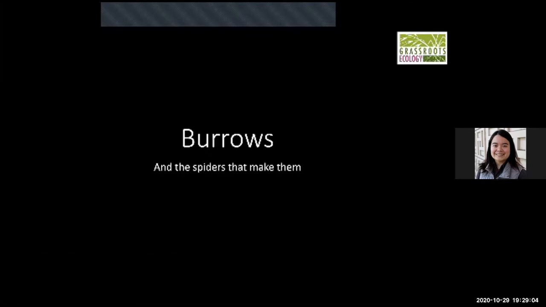Now onto the spiders that make burrows. I think in most urban areas, it's pretty hard to find spiders with burrows. You probably have to go somewhere either in a wooded area or out to the grasslands and the foothills to find these. Anyone who has a different observation, please let me know.